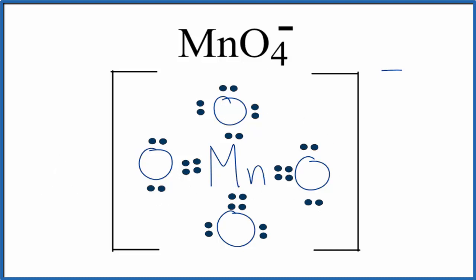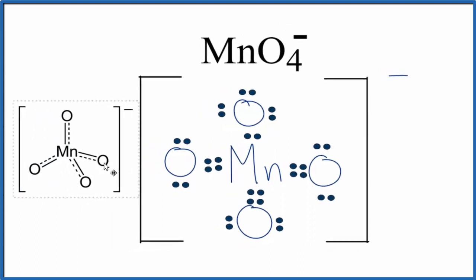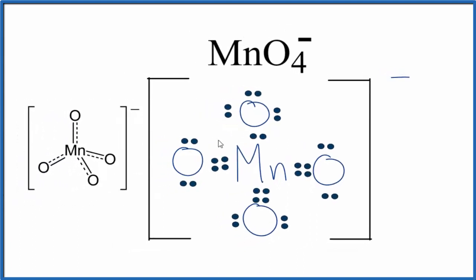And the actual structure would be an average of those resonance structures. It would look something like this right here, where we'd have this kind of averaging of all these bonds, and this would be the structure that we'd see in the laboratory.